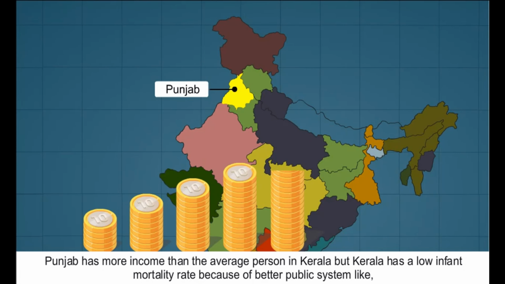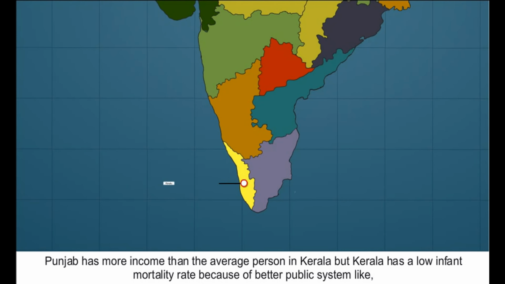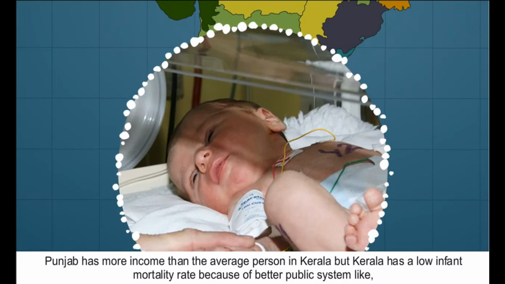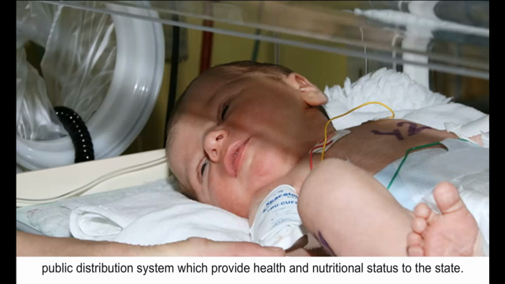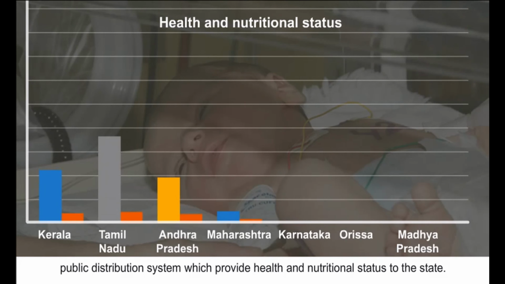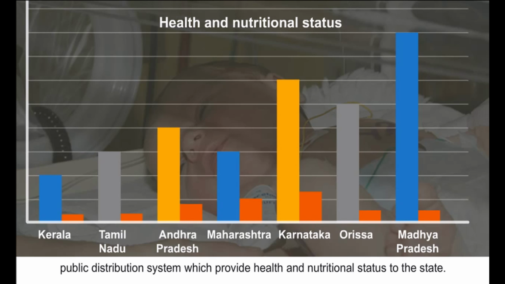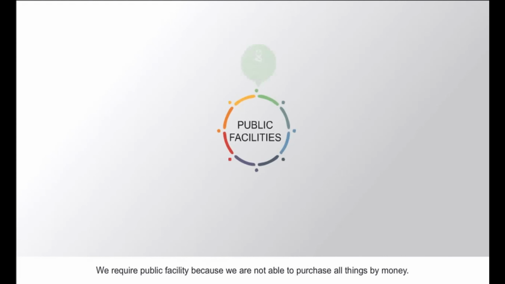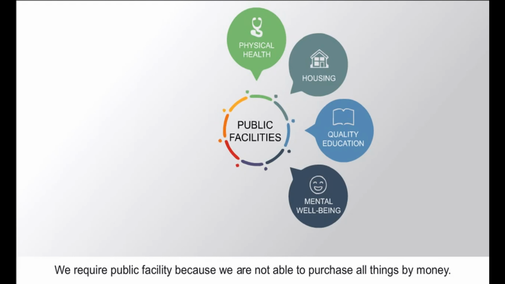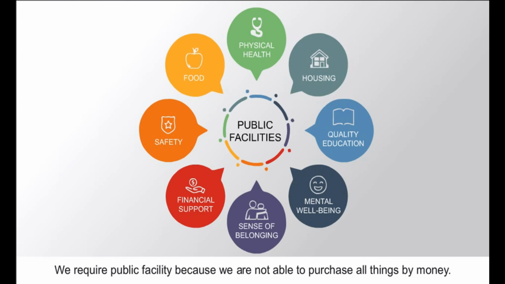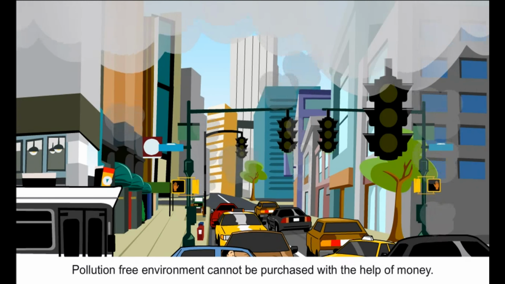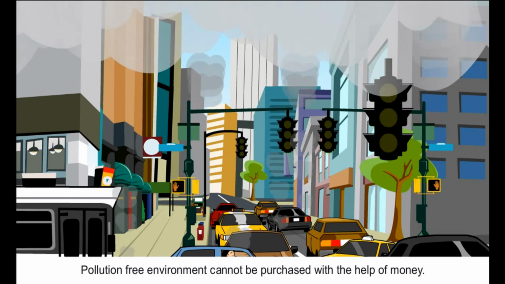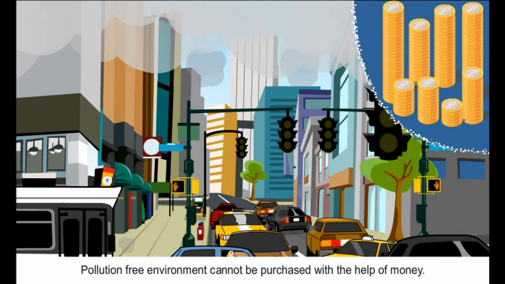Punjab has more income than the average person in Kerala, but Kerala has a low infant mortality rate because of a better public system like the public distribution system, which improves the health and nutritional status of the state. We require public facilities because we are not able to purchase all things with money. For example, a pollution-free environment cannot be purchased with the help of money.